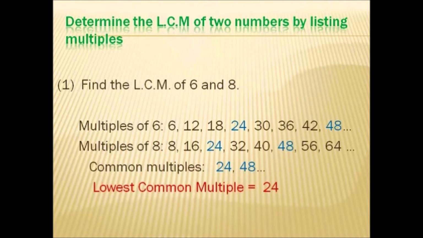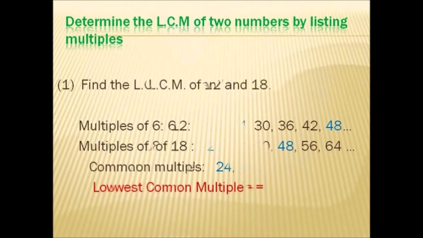And here we go. Multiples of 6: 6, 12, 18, 24, 30, 36, 42, 48, and so on. Multiples of 8: 8, 16, 24, 32, 40, 48, 56, 64, and so on. Common multiples: 24 and 48. Lowest common multiple would be 24. So the lowest number that 6 and 8 can go into would be 24 without a remainder.